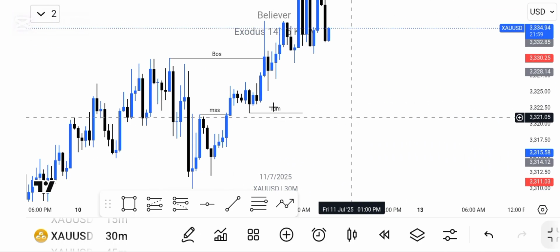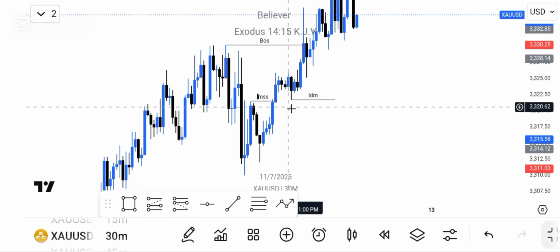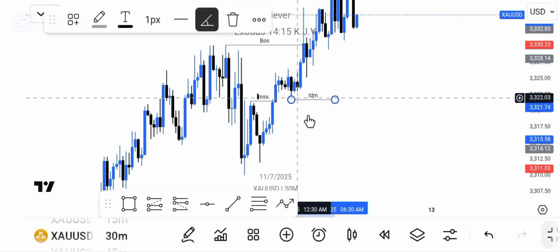So after the breakout structure, it validates this inducement to show that people are now going to start buying this market, thinking that it's now time to buy. Inducement is simply something that is tricking people to move into the market. You are inducing someone to do something, you are tempting the person to do it, and when the person does it, boom, you strike.